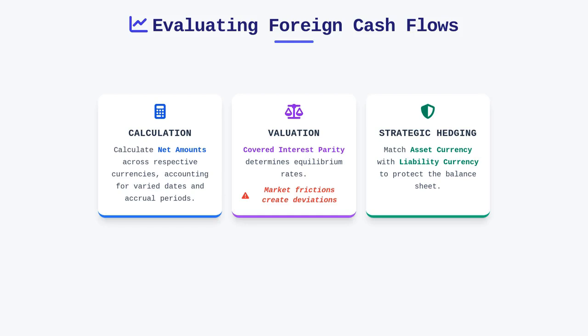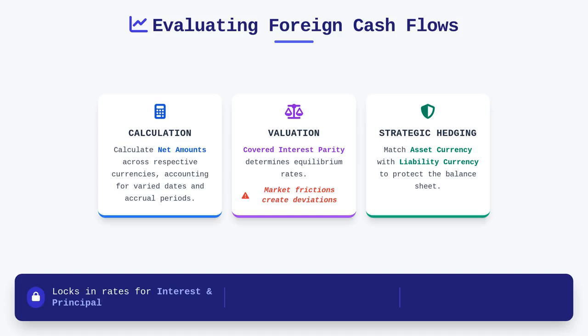Multinational corporations use these structures to match the currency of their assets with the currency of their liabilities, effectively hedging their balance sheets against adverse exchange rate movements. By locking in the exchange rate for both the interest payments and the principal repayment, the firm eliminates volatility. This approach ensures that long-term foreign currency funding remains cost-effective and predictable, which is essential for managing international debt portfolios.